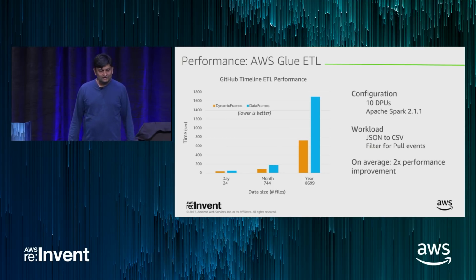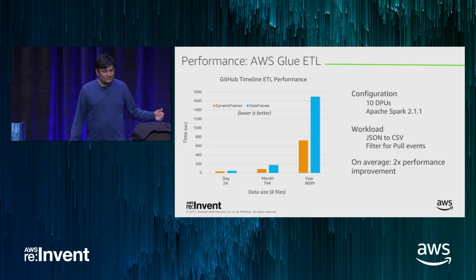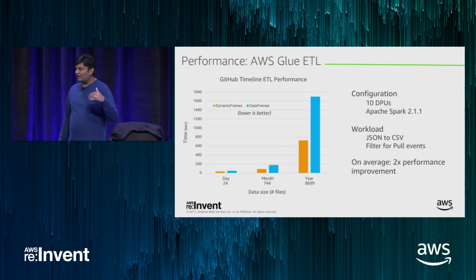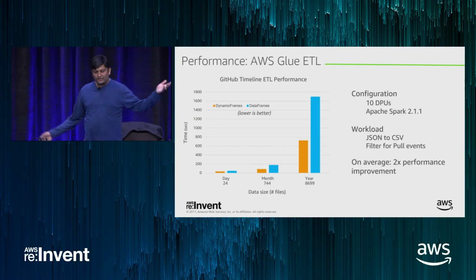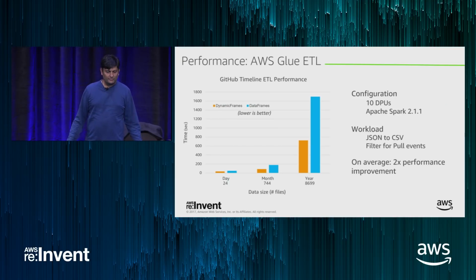So what's the bottom line here? Well, it turns out that we can go fast because of this. Remember I told you that we only have to do one pass? Here's a workload where we convert that JSON to CSV, that GitHub timeline data. We filter out for just the pull events, just the events where people are talking about pull, okay? And then we write it back out in CSV. And whether we're converting a day, a month, or a year worth of data, on average, we're basically getting 2x the performance of native Spark, just vanilla Apache Spark, okay?